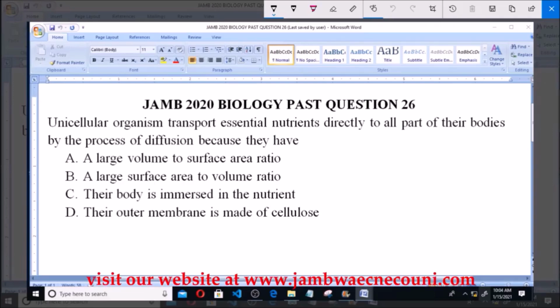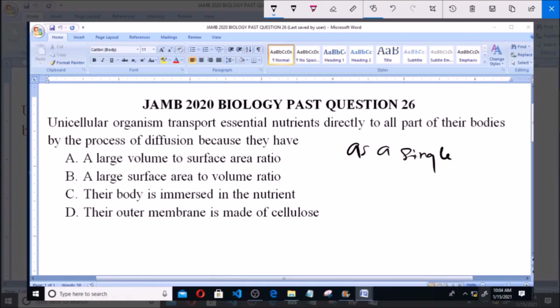Now, unicellular organisms are organisms that exist as a single cell. They exist as a single cell. Organisms that exist as a single cell.